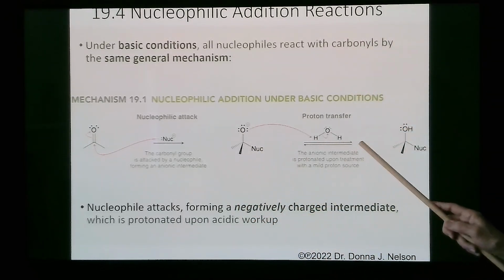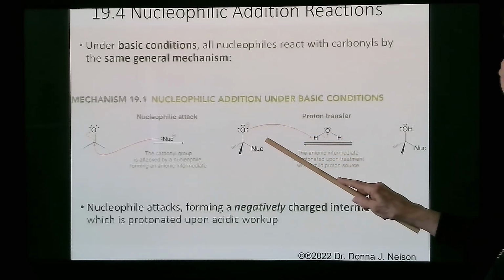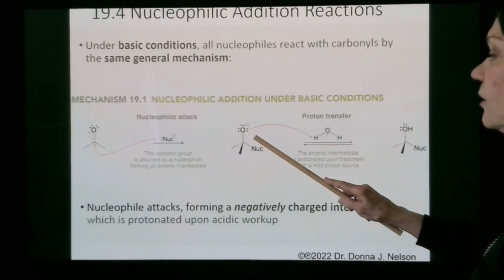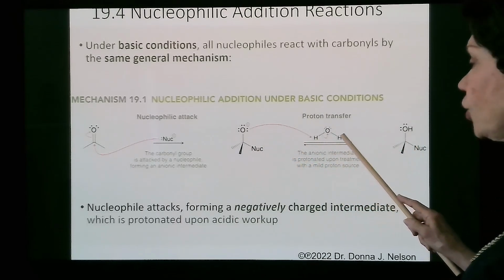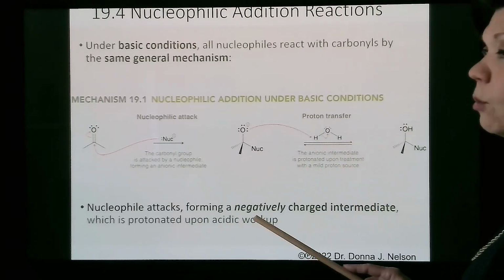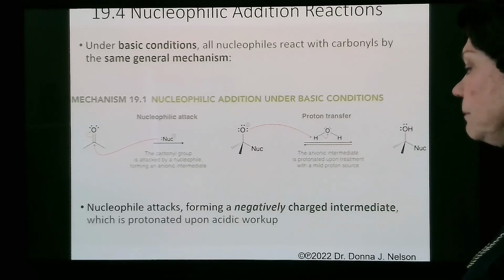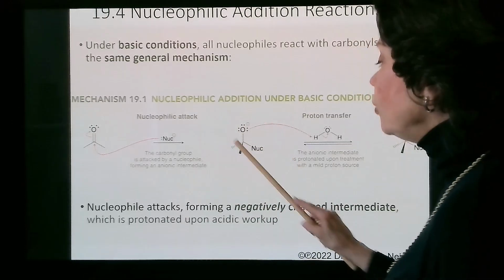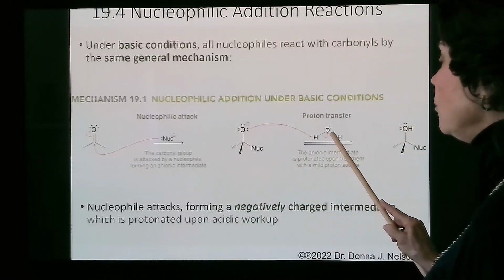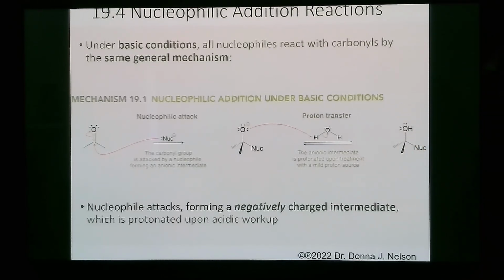And then this reaction needs to be neutralized by simply quenching it with a small amount of water, or you could use a small amount of dilute acid. So whenever you have the nucleophile attack, you'll generate an anion, and then you'll have to neutralize the reaction so that you can have the neutral product formed.